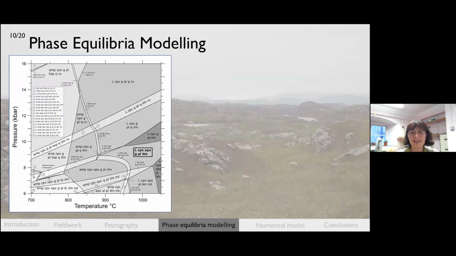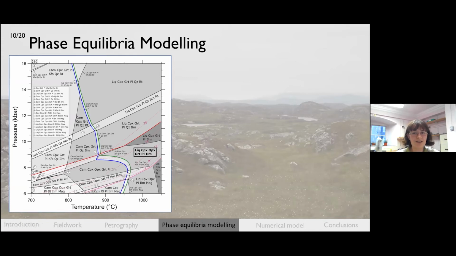I can then use a phase equilibria diagram that maps how the stable mineral assemblages change with pressure and temperature to work out what pressure temperature conditions were experienced by the sample. We're also going to use this technique to calculate the density of the rock. The field that contains the peak assemblage is highlighted in bold on the PT figure.